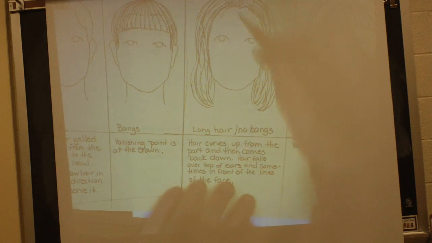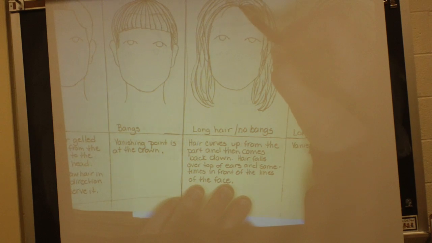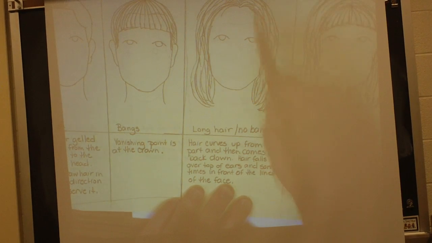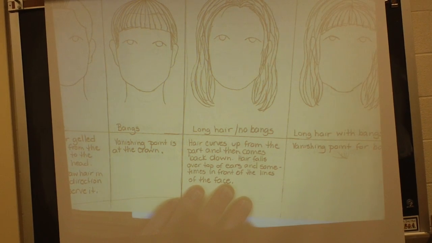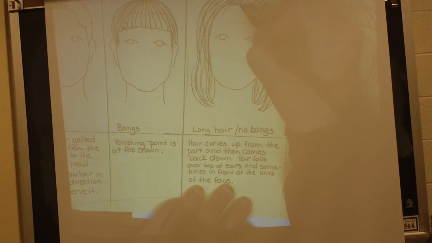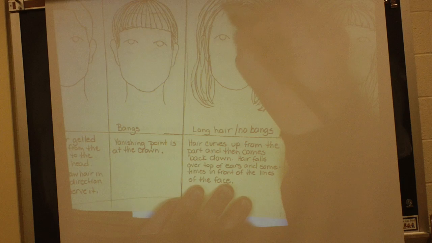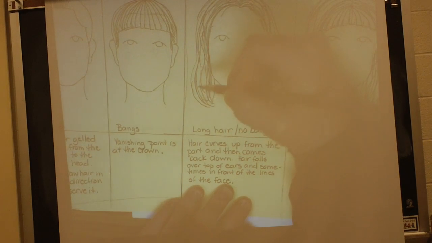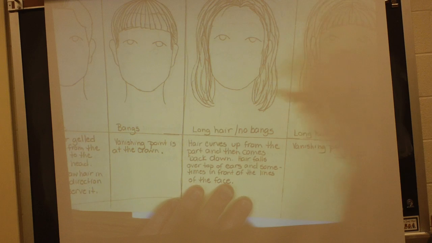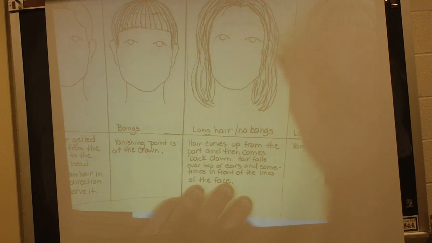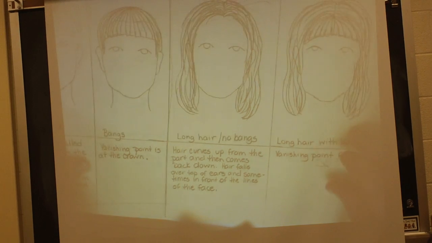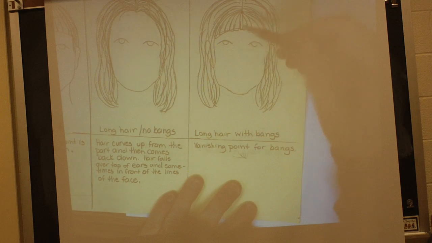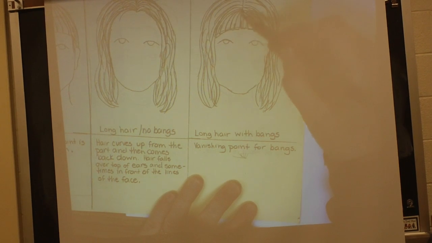Long hair, no bangs. Part, and the hair comes down. I can't tell you how many times, I'm not kidding, they do this, and it ends up looking like a witch. Okay? Your hair grows out of your part in a curve, and then it comes down, even like the sides of your face. And it covers your ears. It doesn't go out. It comes down. Can we have a side part in that? Yes. Long hair with bangs, same thing, except there's a vanishing point here for the bangs.